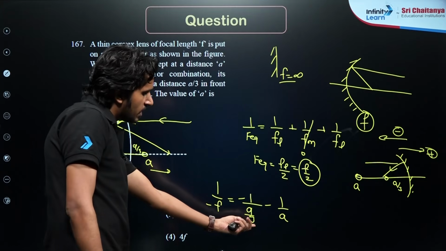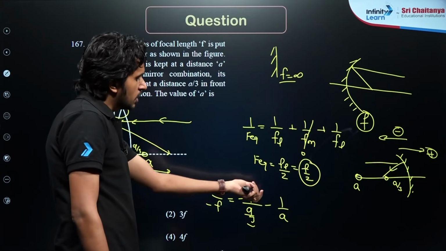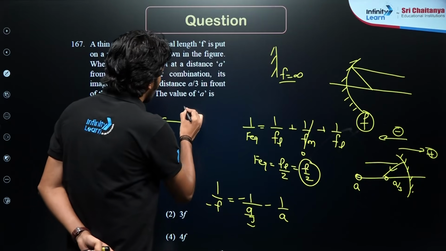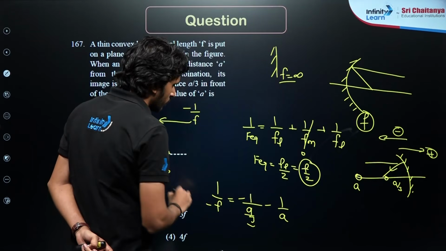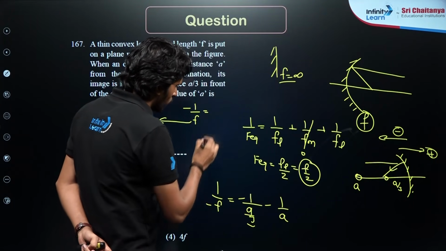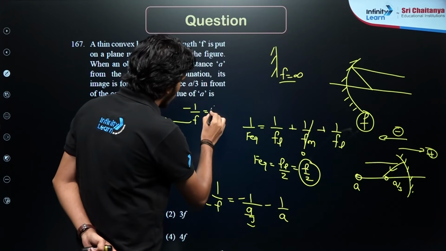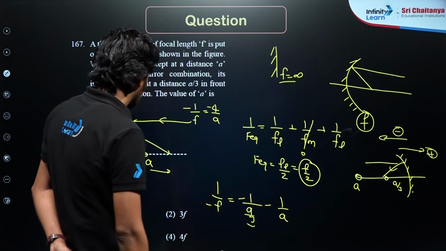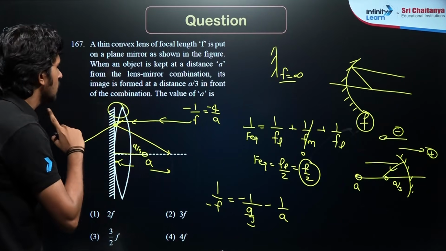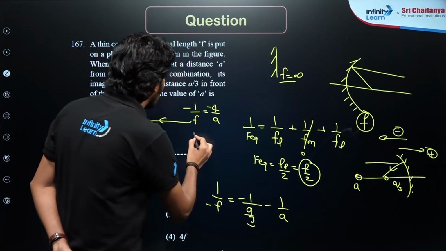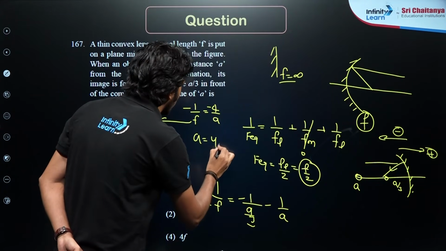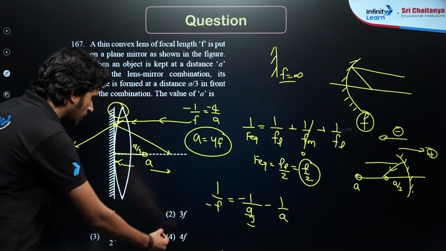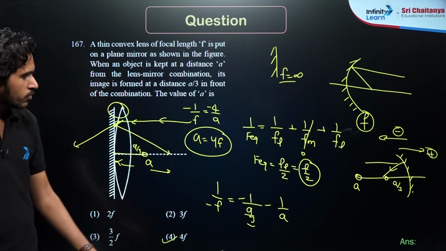So this 3 will go to the numerator: 3 by a plus 1 by a, 4 by a. Minus 1 by f equals 4 by a minus. So the value of a is 4f. Value of a is 4f. Option number 4. I hope you understood.